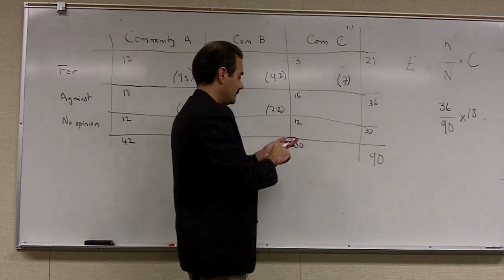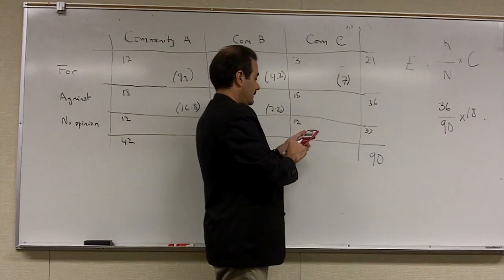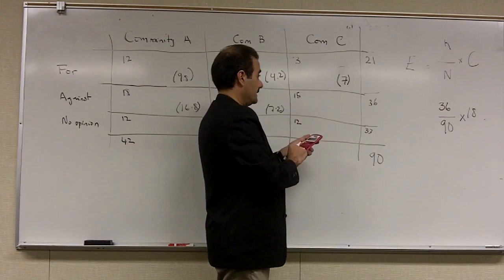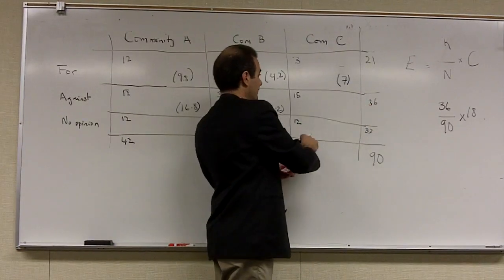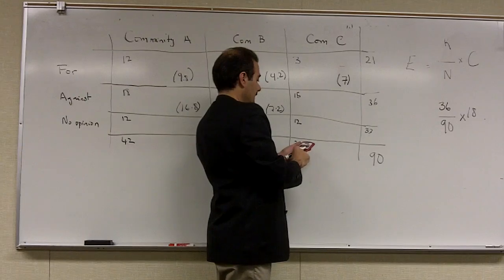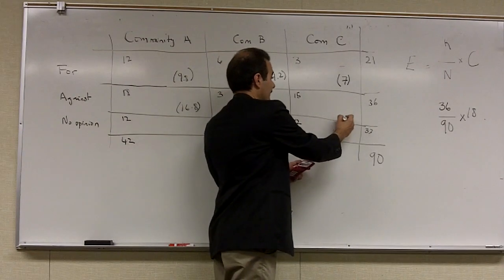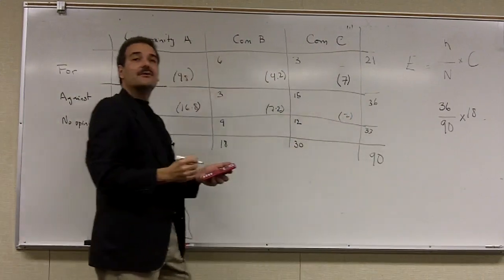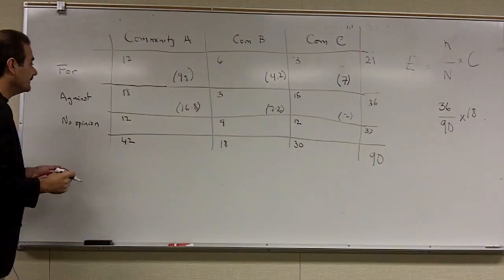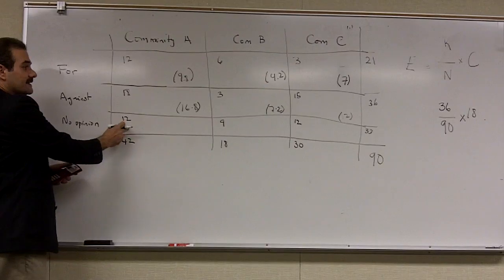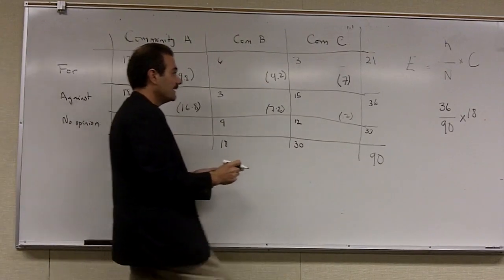Now here we go. 36 divided by 90, the total, and multiplied by 30, which is 12. Everybody following what I'm doing? Okay. Now we do this for the last one, and the last one will again be the same thing.